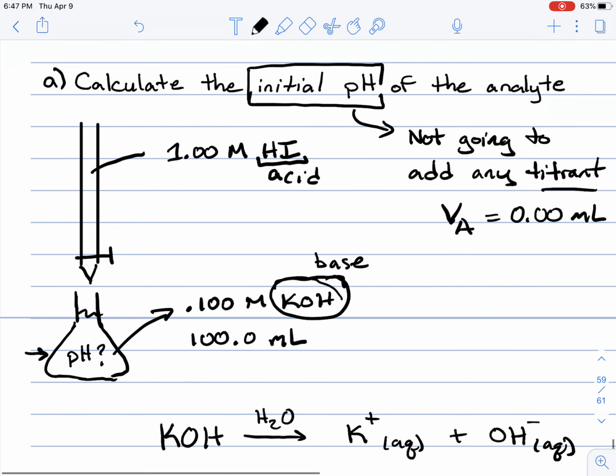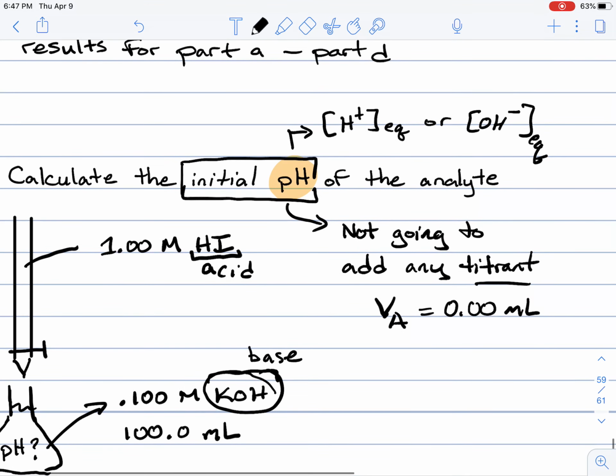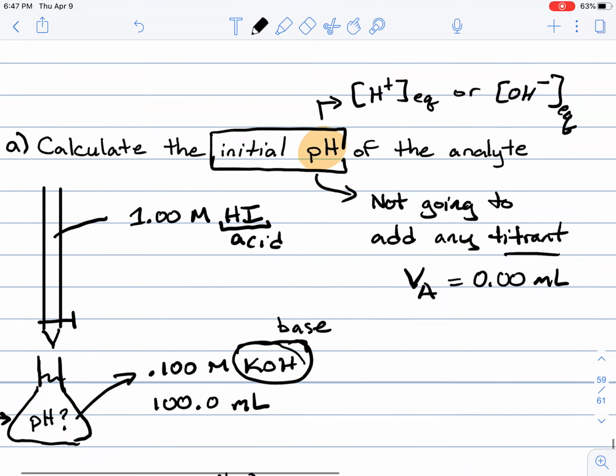And so if we want to calculate the pH, what we need is the equilibrium concentration of H+ or the equilibrium concentration of OH-. If you know the equilibrium concentration of either of these two, then we can determine the pH through some of these equations that we've been going over this whole chapter.